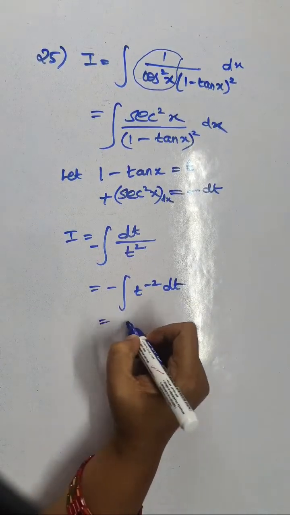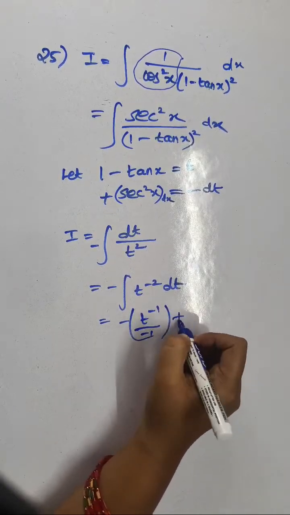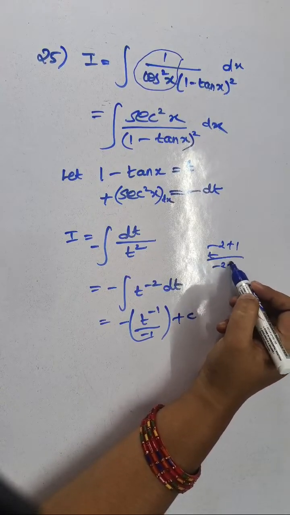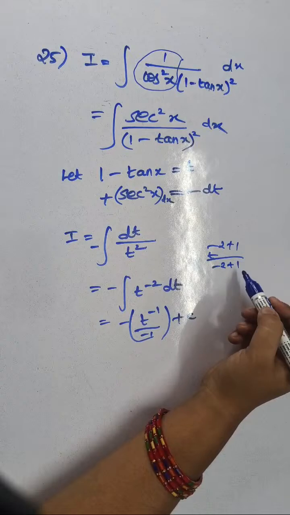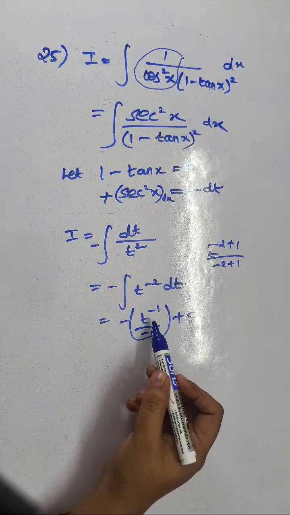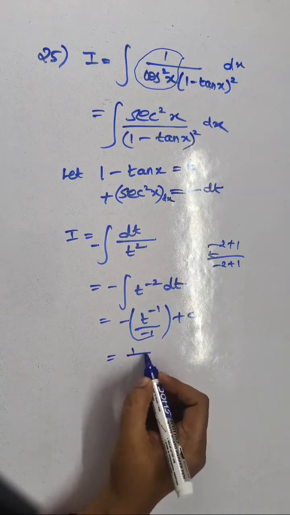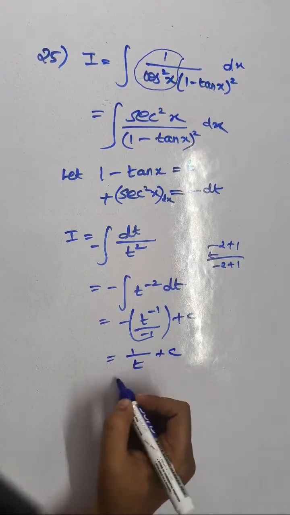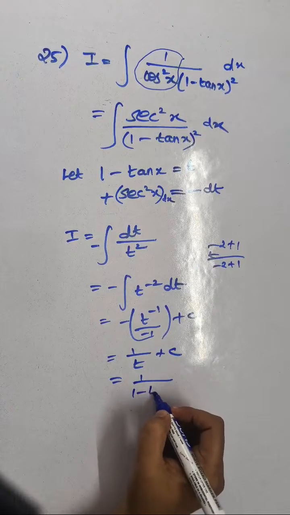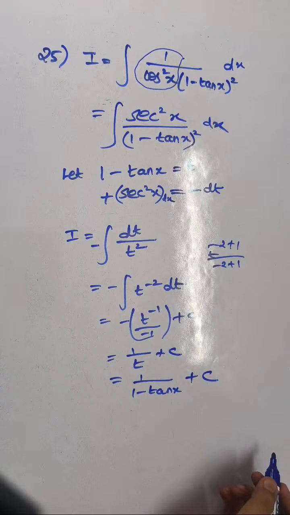Use the power rule for integration. That will become t power minus 1 by minus 1 plus c, because minus 2 plus 1 by minus 2 plus 1. So that will become t power minus 1 by minus 1. Already you have minus, so that will become plus. You can take the numerator negative to the denominator as positive. So 1 by t plus c. In place of t, replace it in terms of x. So that becomes 1 by 1 minus tan x plus c. This is the required answer.